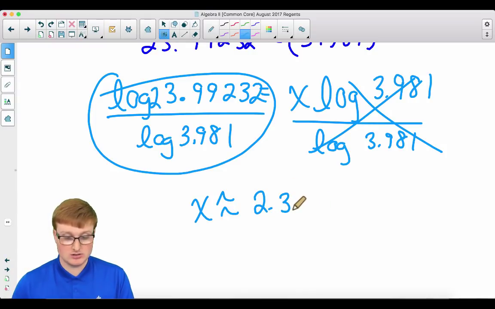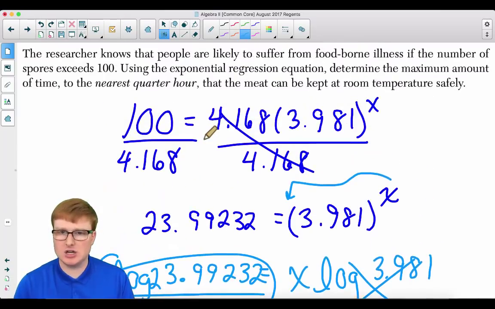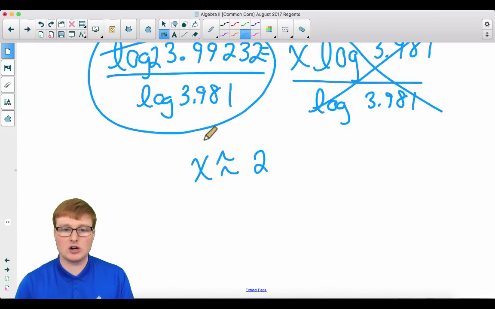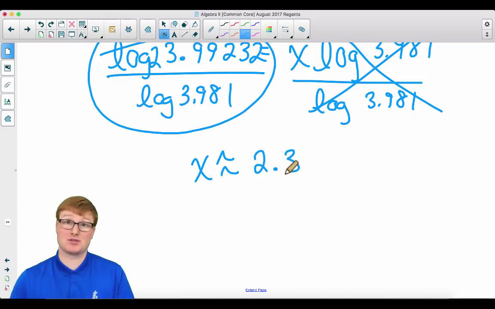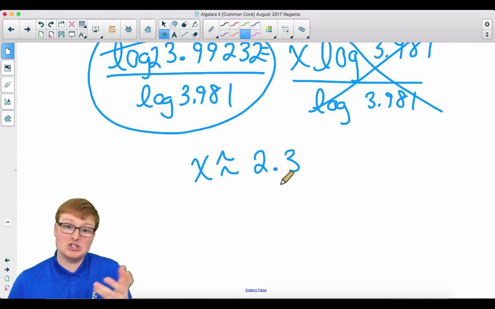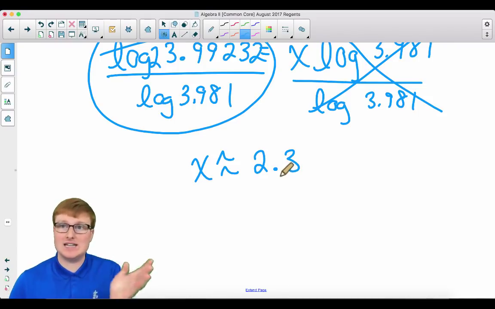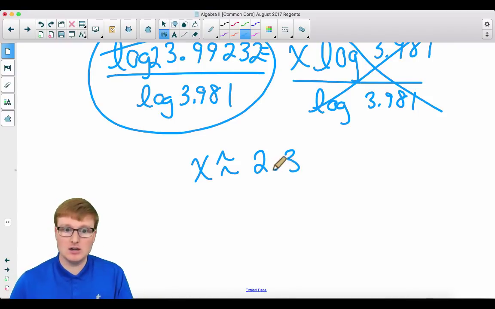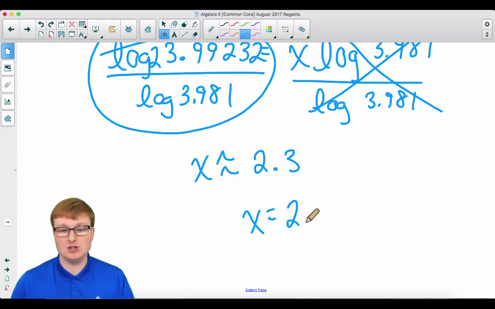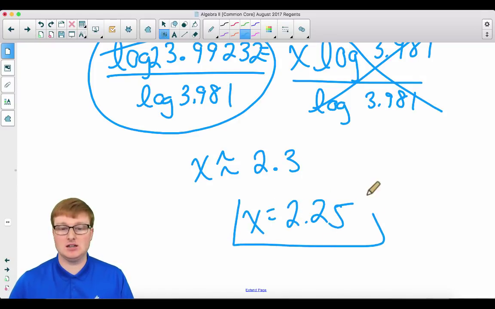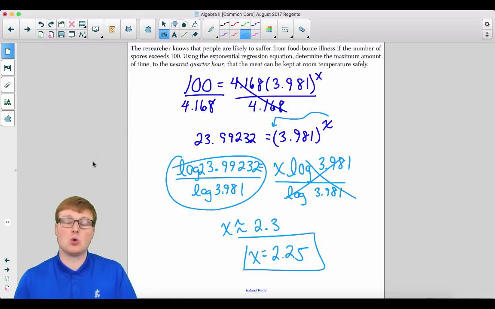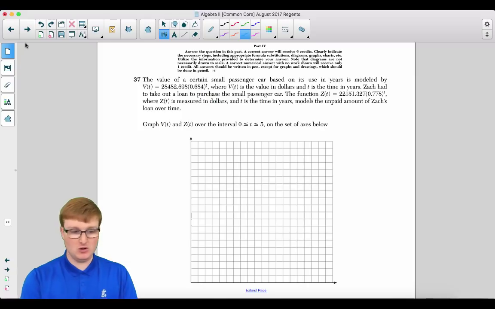2.3-ish. No, I'm sorry. It says approximate to the nearest quarter hour. So this is x equals approximately 2.3. Well, it's 2 hours and like 3/10 of an hour. Well, it says the nearest quarter hour, so that's just going to be x is equal to 2.25. That was the killer there. Make sure that you round to the nearest quarter hour. 2.25 is your answer.